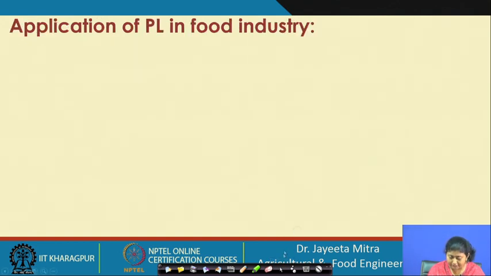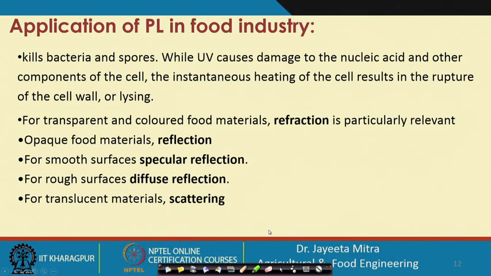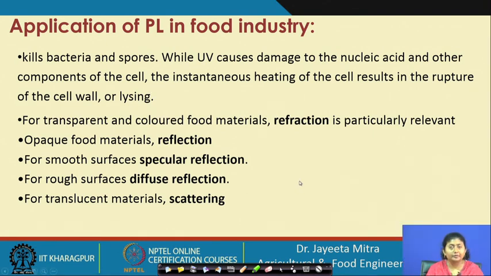So, we have some applications related to pulse light in the food industry. It kills the bacteria and spores, as we have mentioned initially that the type of microorganism is very important. Now we will see what type of microorganism on which the pulse light is very effective.